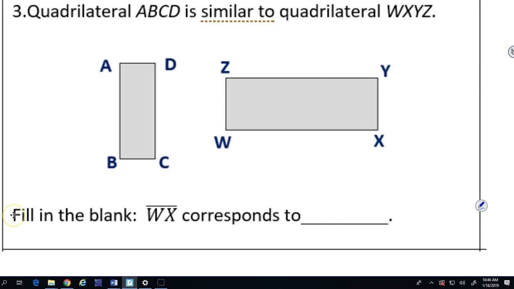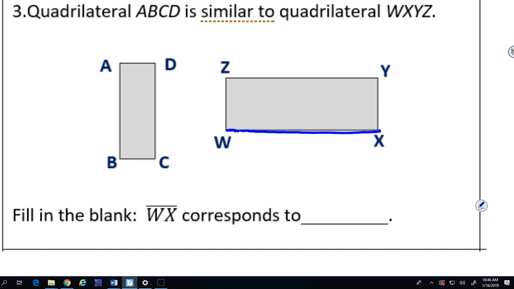All right, so now if you notice, this time it's been turned. So this is telling us that ABCD is similar to WXYZ. So we're going to fill in the blank to figure out what WX goes with. What I'm going to do here is highlight or color in WX because I want to know what side length goes with WX.